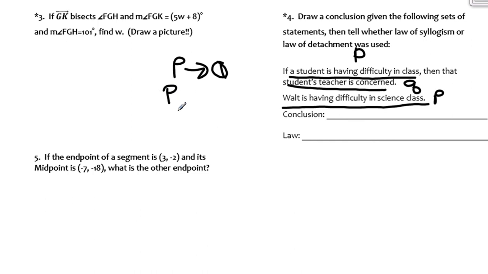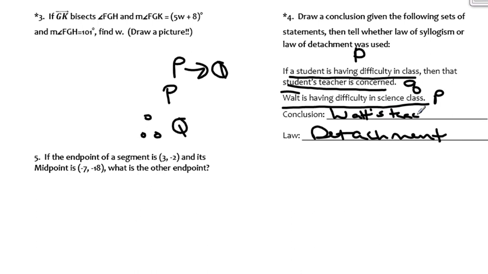We're given another thought about P, that Walt is having difficulty in science class. Therefore, we are allowed to conclude Q by the law of detachment. And you actually have to write in the conclusion, and that's Q, but we need to make it personal to Walt. So if a student's having difficulty in class, the student's teacher is concerned. Q was that the student's teacher is concerned. So Walt's teacher is concerned about him.